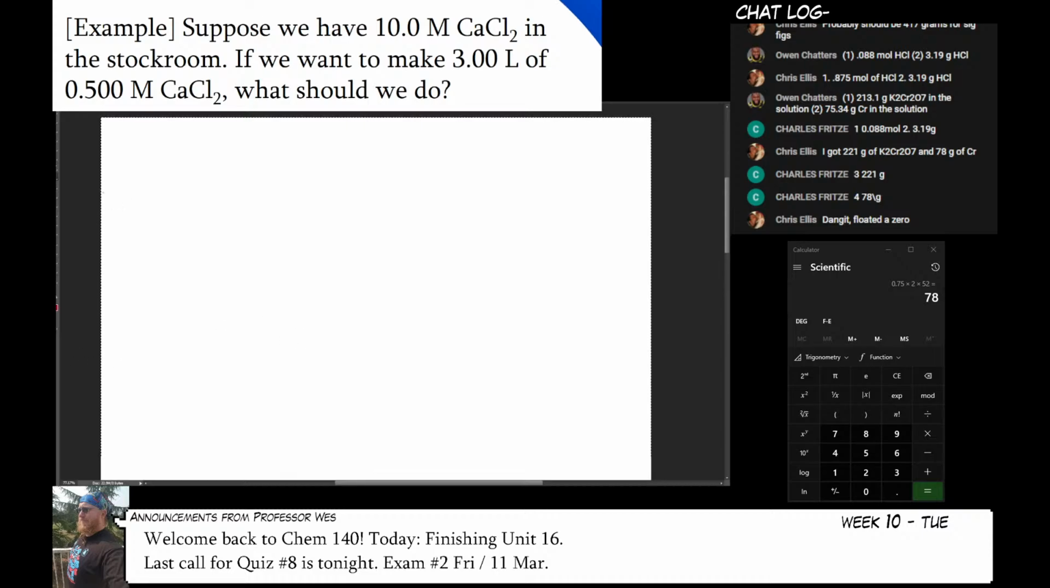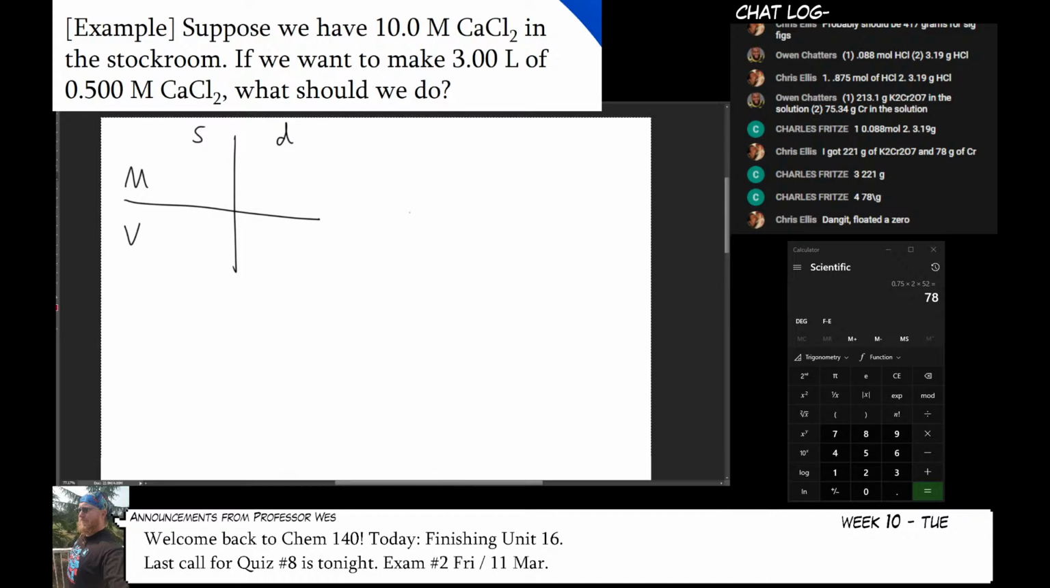All right, so I have 10 molar calcium chloride in the stockroom, and I want 3 liters of 0.5 molar calcium chloride. Whenever I'm given a dilution problem, here's what I do. I say, okay, I want molarity and volume, and then I want stock and dilute. I'm going to make this little coordinate grid where I'm going to put the stock molarity and the dilute molarity in this box, stock volume, dilute volume. We'll just fill in the grid like that, right? All right, let's look at the numbers that we have.